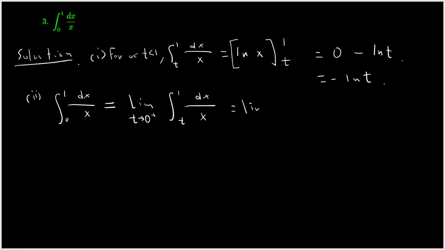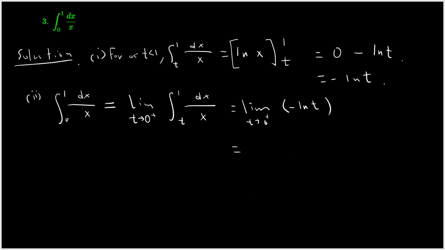And then we compute the limit as t approaches 0 from the right. You'll get the answer from step 1. You just take the limit as t approaches 0 from the right of negative natural log of t. Anybody want to tell me this limit? So what's the limit of negative natural log of t? It's infinity. It's actually positive infinity.